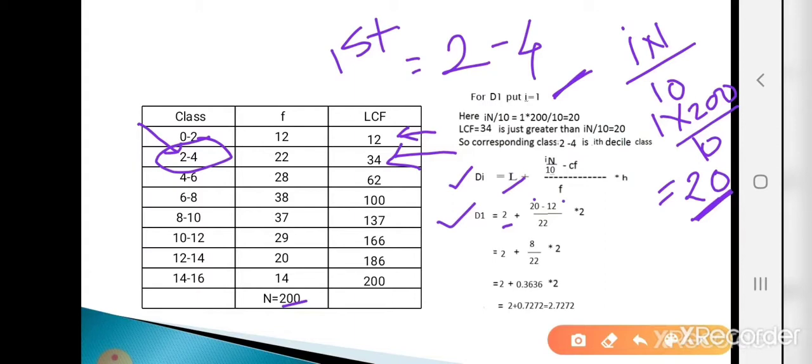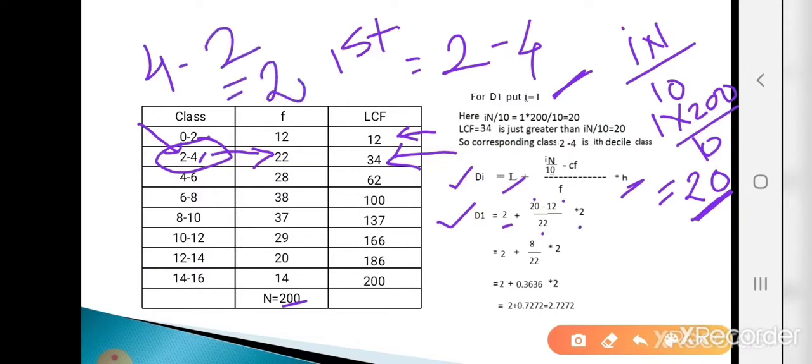Now F. F is the frequency of the first decile class. What is the frequency of that class? 22. And now last, H. H is the class width of the decile class. How to calculate the class width? Upper limit minus lower limit. What is the upper limit? 4. And what is the lower limit? 2. So 4 minus 2, that is 2.